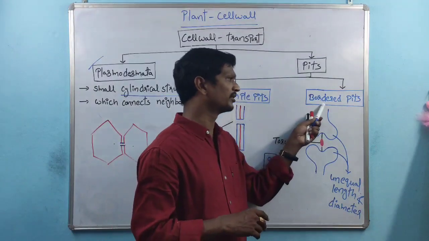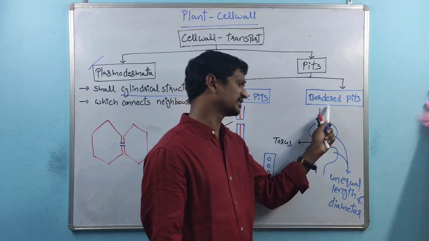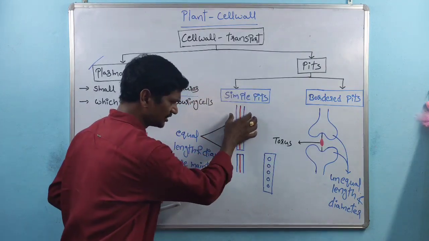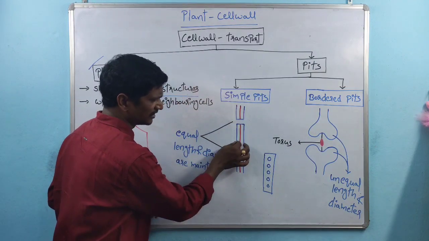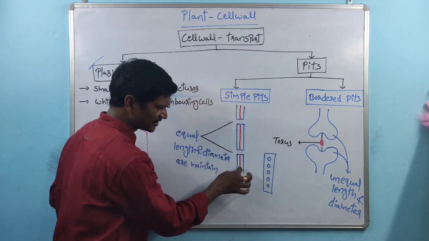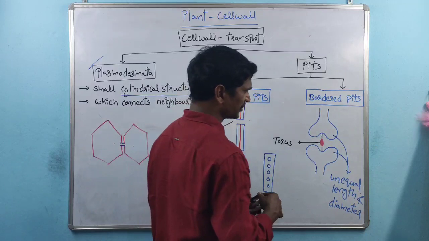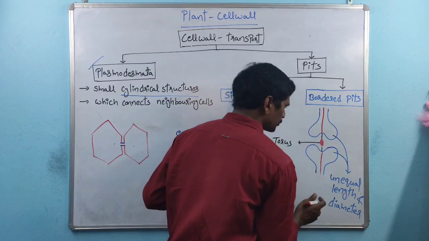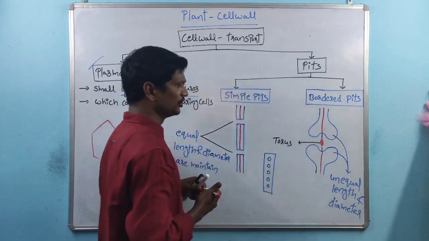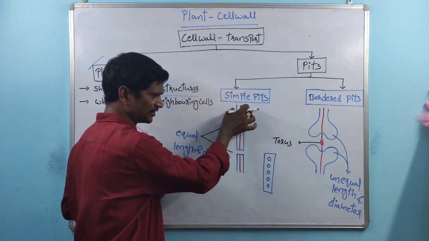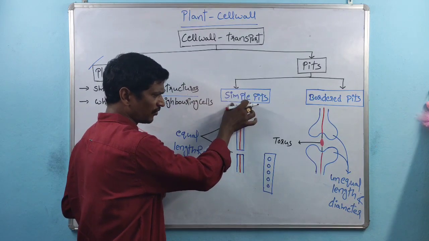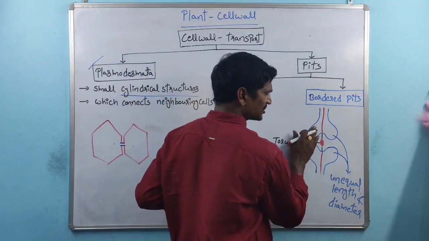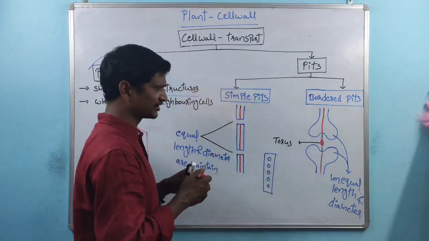Coming to the next one, bordered pits. Bordered pits have an unequal length and unequal diameter. Here also, there is a cell wall on each side, and at the center there is the middle lamella. This is one cell wall and this is another cell wall. In a plain structure, the cell wall always forms uniformly. But here, an unequal cell wall formation takes place.